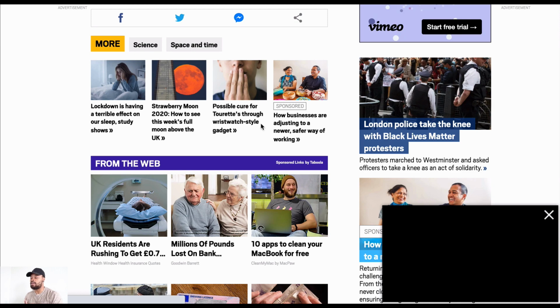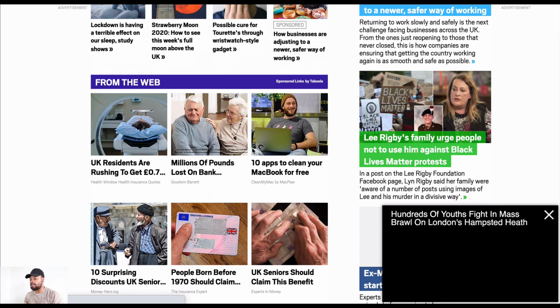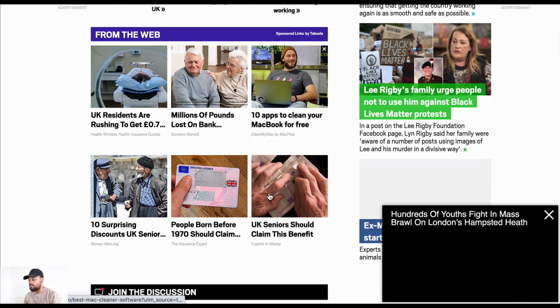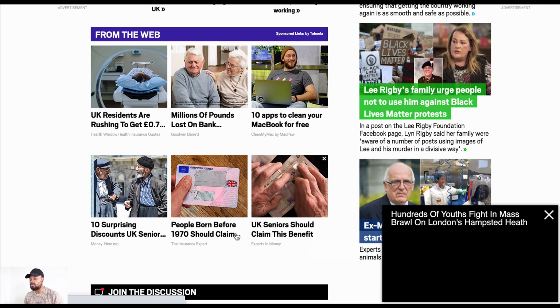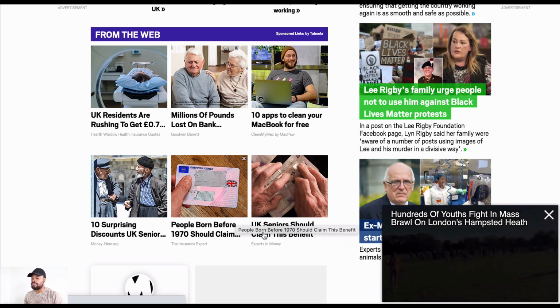This person's reading an article, they're scrolling down for more content, and they're like, oh wow, UK seniors should claim this benefit. People born before 1970 should claim blah blah blah. All right, this is an affiliate, and don't get me wrong, these could be direct advertisers also buying their own traffic, but these are the type of affiliate offers that you can run. These are finance lead gen.